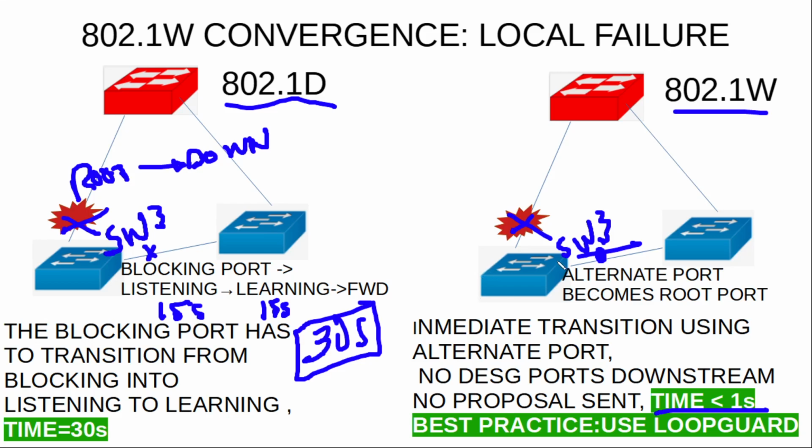Then switch 3 has to notify the rest of the downstream switches of a network event using a proposal message. However, this switch does not have designated ports. So given this switch does not have designated ports, it will not get involved in creating a proposal message downstream.